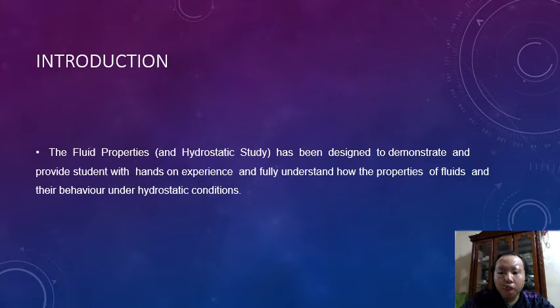Now we will go to the introduction. The fluid properties and hydrostatic study has been designed to demonstrate and provide students with hands-on experience and to fully understand the properties of fluid and their behavior under hydrostatic conditions. The application of Pascal's law and Archimedes' law is important to determine properties such as density, viscosity, and surface tension of fluid by understanding the basic mechanics and properties of fluid.